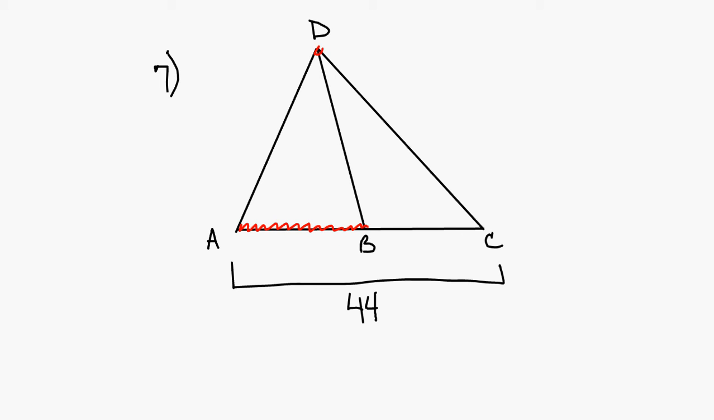Well, if DB goes from a vertex to the middle of an opposite side, aren't these two pieces equal to each other? AB is equal to BC. If those two pieces are equal to each other, but added together they equal 44, then AB is 22.